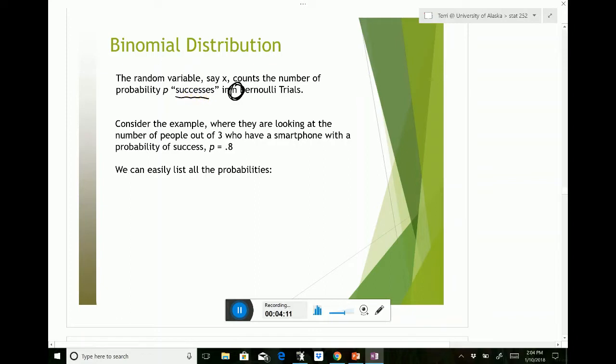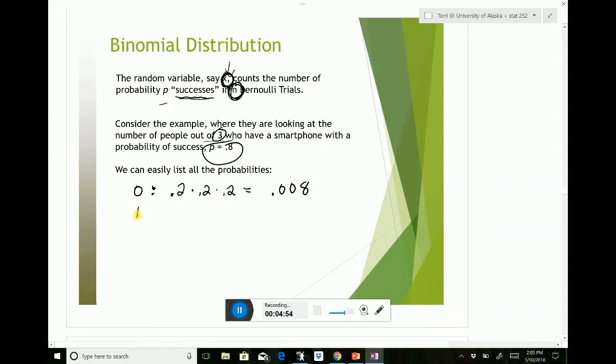So the random variable x counts the number of successes, each with probability p. So how many yeses do we have? Let's look at the number of people out of 3 who have a smartphone. Now, 80% of the population approximately has a smartphone. We can easily list these probabilities, right? So what's the probability that none of these people have a smartphone? Nobody has a smartphone out of 3 people. Well, it's independent, so 0.2 times 0.2 times 0.2, which is 0.008. So that's pretty small, okay?